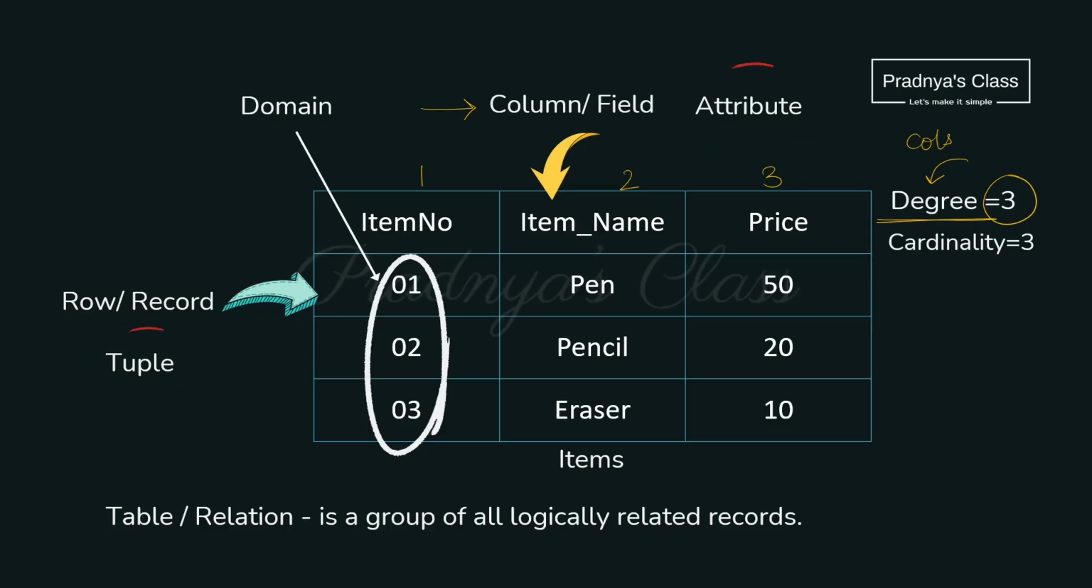You may get question in the board exam where you will be given one table and you need to find out the degree and the cardinality of the table. Cardinality is number of rows and degree is number of columns.